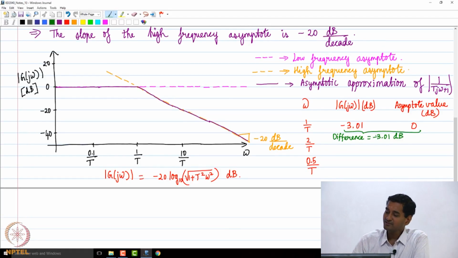So now calculate at 2 by T. What's 2 by T when compared to 1 by T? 1 octave beyond the corner frequency. So can you calculate what is going to be magnitude of G omega in decibel? You substitute and then you get square root of 5. So what is minus 10 log of 5? Can someone calculate and tell me? Do you have a calculator? No.